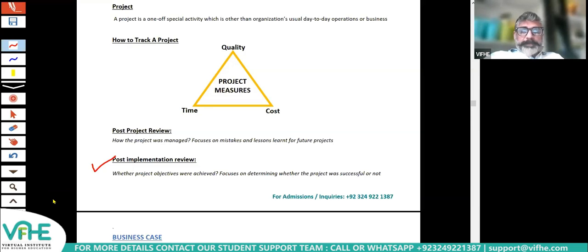No, Yakub. Even if the project was properly managed, it doesn't mean that the objectives were achieved. For example, if the objective is that after the project, our revenue will increase. If the revenue doesn't increase, then the objective is not met, right? So the objective is not only dependent on project management steps. There are other factors also, right?